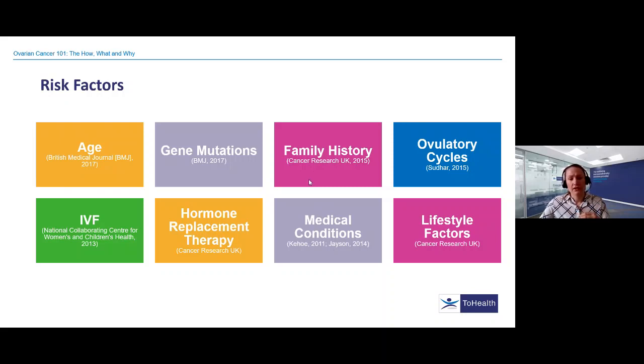Moving on to looking at some of the reproductive and hormonal factors. Firstly, let's have a look at conditions that increase the number of ovulatory cycles, such as late menopause. Evidence here from epidemiological studies shows that the number of ovulatory cycles a woman has in her lifetime is proportional to the risk of developing ovarian cancer.